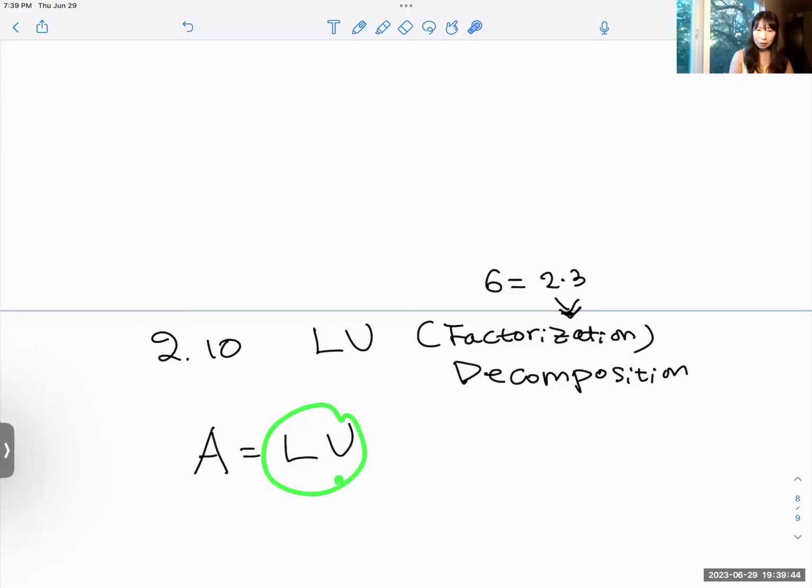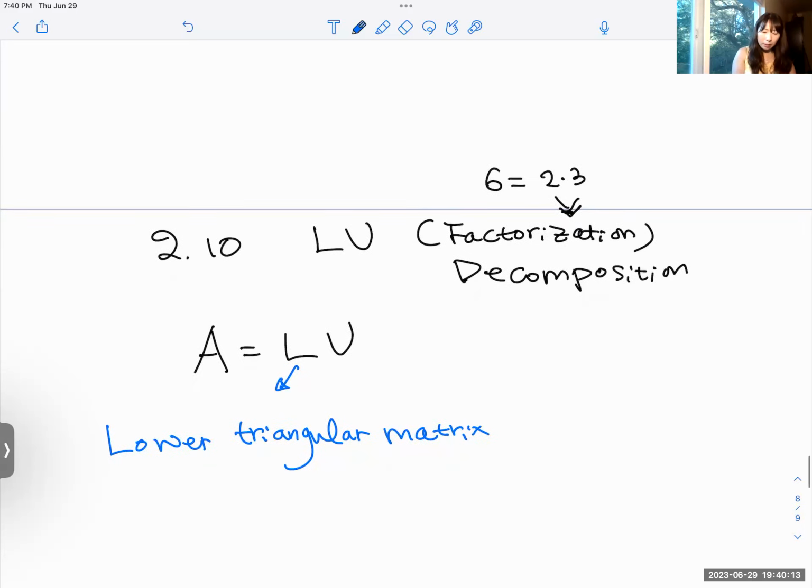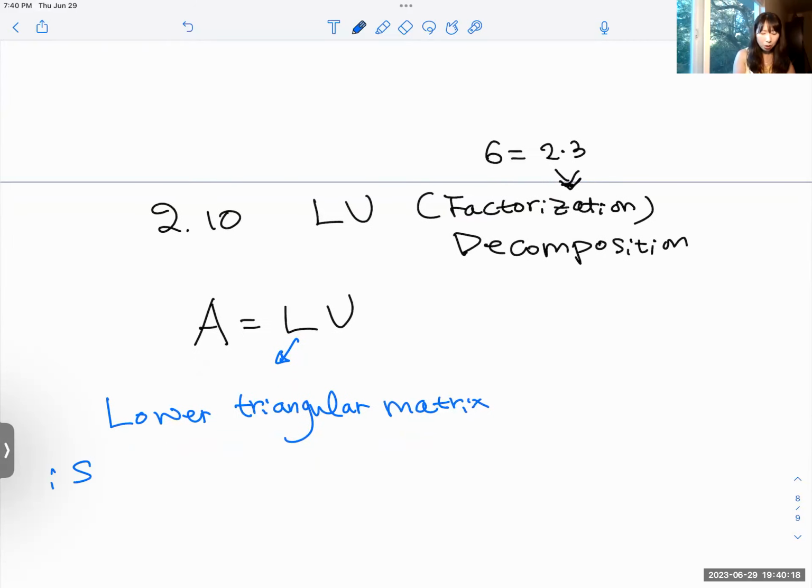So we're going to make a product. Then what is the L, what is the U? U is upper, L is lower, so we're using the first letter, right? So let me write down: lower triangular matrix. And what is a lower triangular matrix? It's a square matrix.